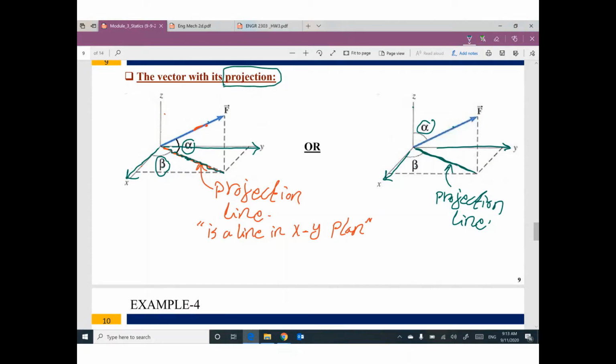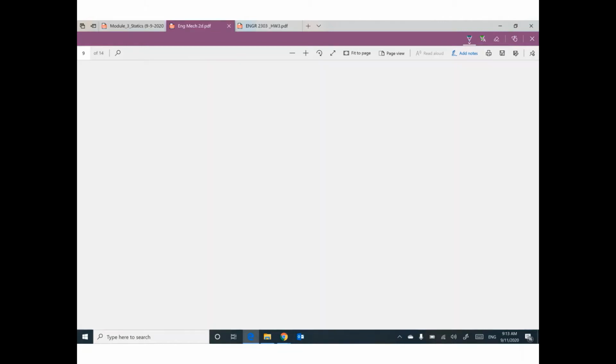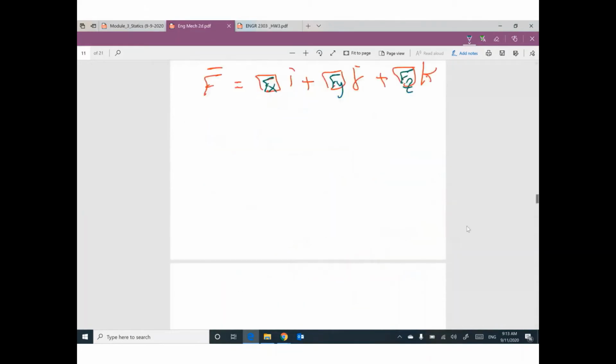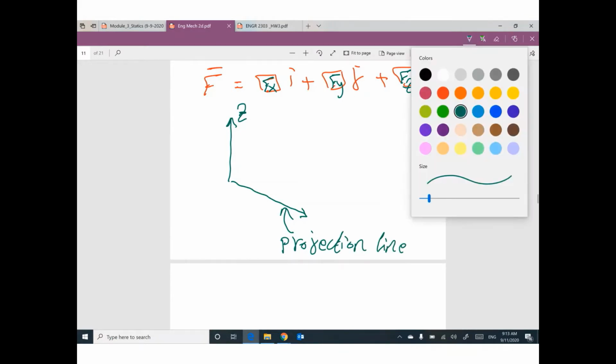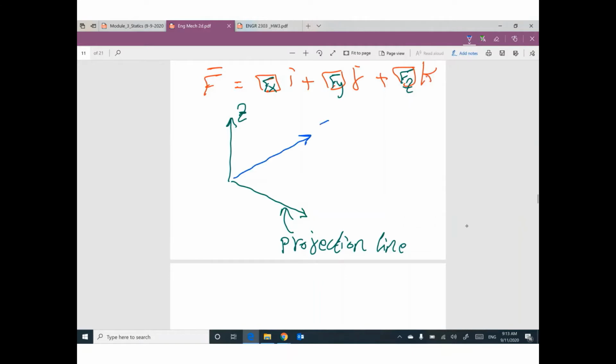But before starting, I would like to remind you of something. We have z-axis and we have projection line. This line is projection line. And if you have a force like this, and your angle like this, and I would like to break this force between this line and this line, anybody can tell me which one will be cosine, which one will be sine?